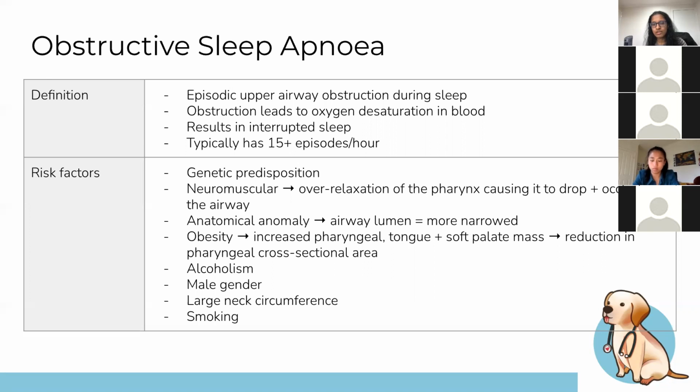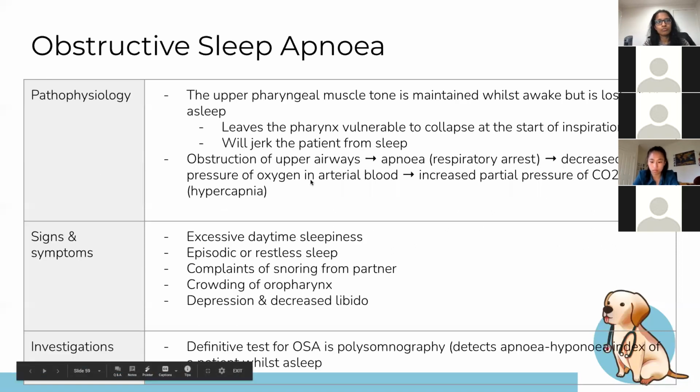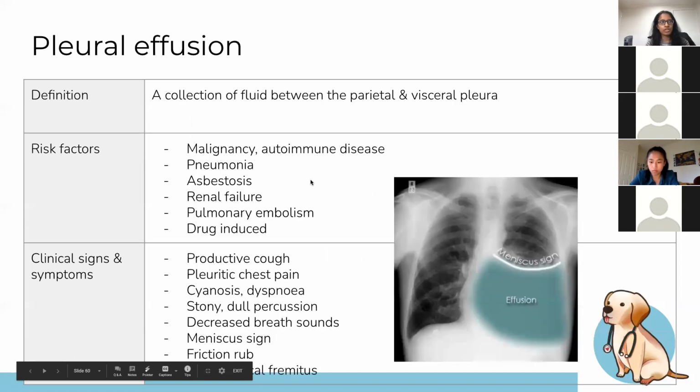So during the day, the tone of the upper pharyngeal muscle will be maintained and it will keep the airways patent. But when you sleep, as you can imagine, you're getting more relaxed, and so this muscle tone is lost. And so the pharynx becomes vulnerable to collapsing, especially at the start of inspiration. So when it collapses, it will basically obstruct airflow. So you get that cessation of breathing, and you basically get led into the symptoms that we've just talked about. All right, so that's all that.